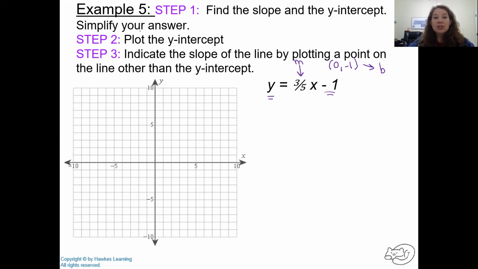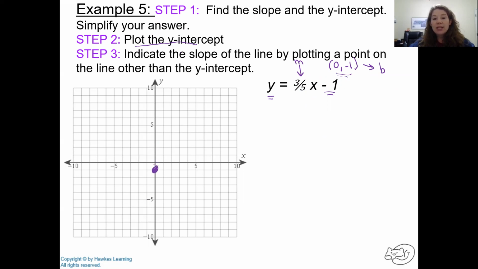So this tells me to do two things. We're going to graph this from just this equation. The first thing it tells me to do is identify the slope and y-intercept, which I've already done. Secondly, plot the y-intercept. So I'm going to start with the y-intercept, which means I'm going to put a dot at (0, -1). I'm not going to go right or left. I'm going to go down 1.